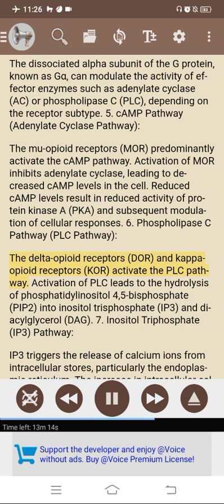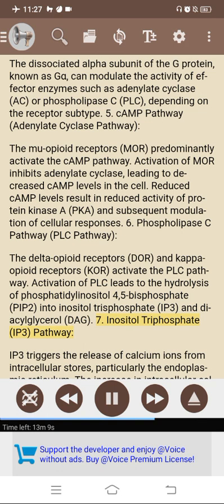The delta opioid receptors (DOR) and kappa opioid receptors (KOR) activate the PLC pathway. Activation of PLC leads to the hydrolysis of phosphatidylinositol 4,5-bisphosphate (PIP2) into inositol trisphosphate (IP3) and diacylglycerol (DAG).